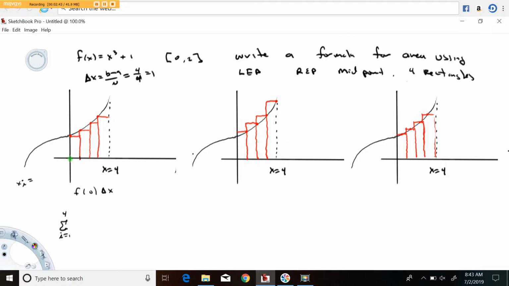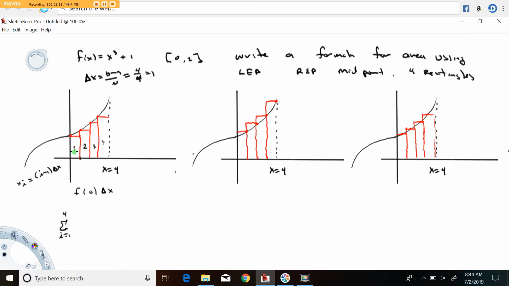Now, you'll notice that for our first rectangle, the x value you need is 0. For our second rectangle, the x value we need is delta x. Then third, it's 2 delta x, and fourth, it's 3 delta x. So for x sub i, if we take i minus 1 times delta x, we're going to get a formula that gives us the correct x values everywhere. I'm going to try it real quick.